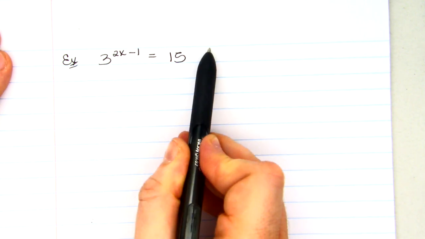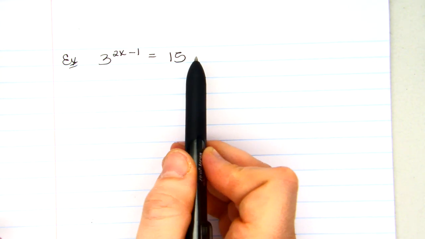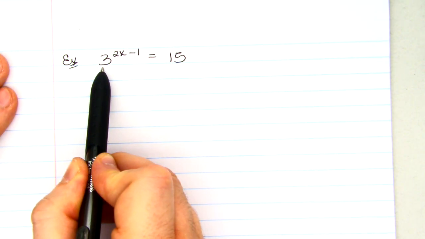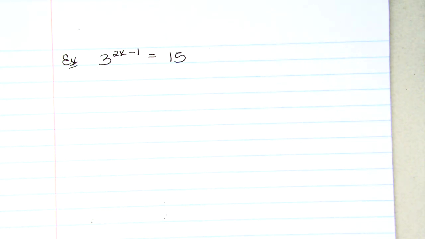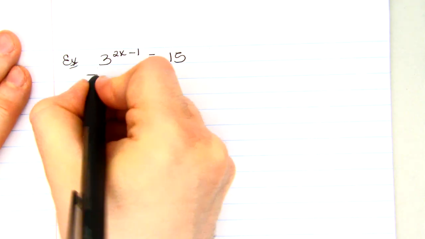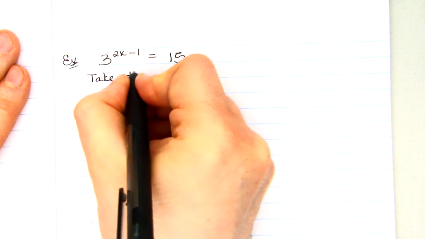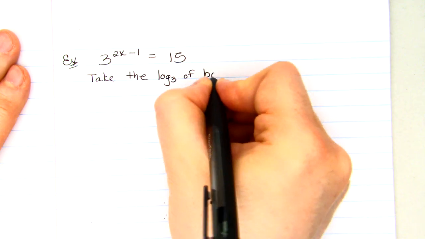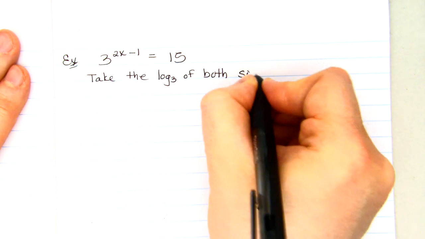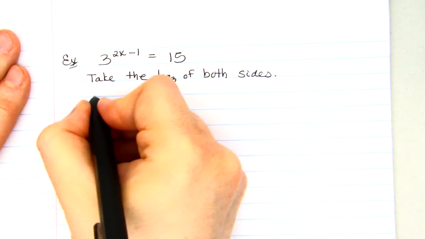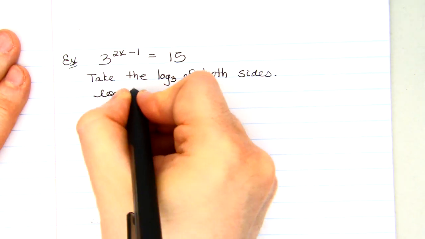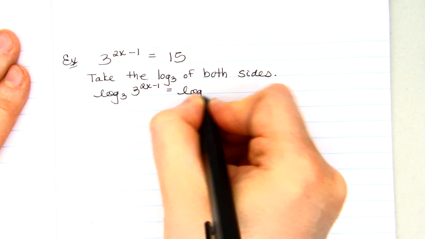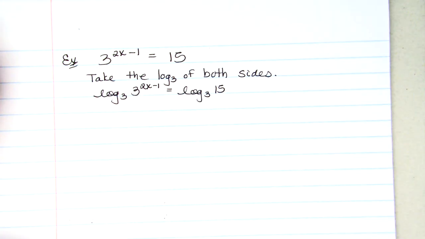I don't have 3 raised to something on this side, so I can't just set the powers equal like I did in that first example I gave you. I need to get rid of this 3 raised to the something. And I can do this by taking the log base 3 of both sides. That is going to give me log base 3 of 3 to the 2x minus 1 equals log base 3 of 15.